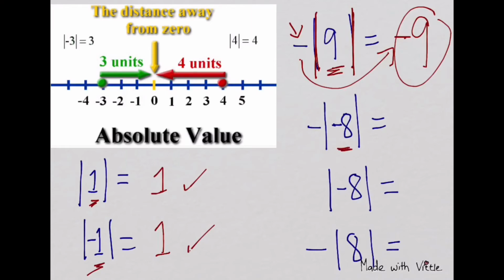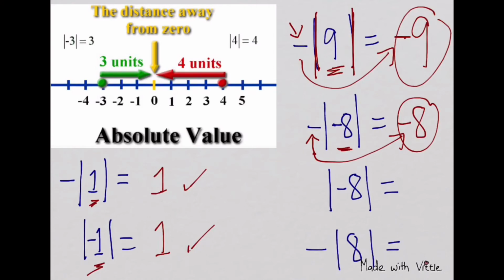Look at the next one. The absolute value of negative 8 is 8 spaces away from zero. But then you have that negative sign outside. Therefore, you have to bring it with your final answer. And thus, your final answer will be negative 8.